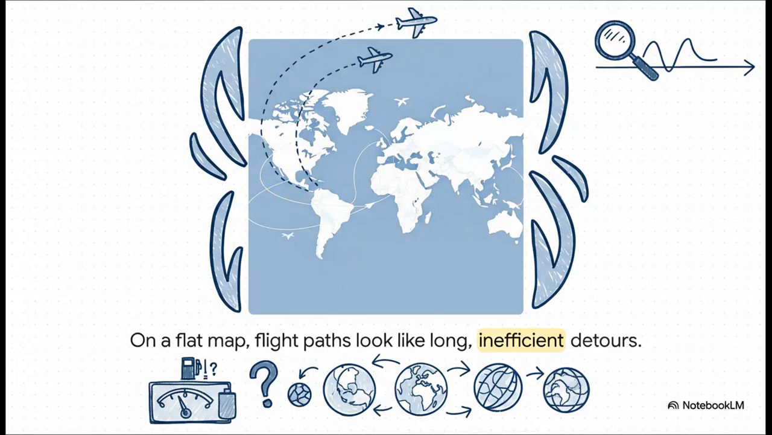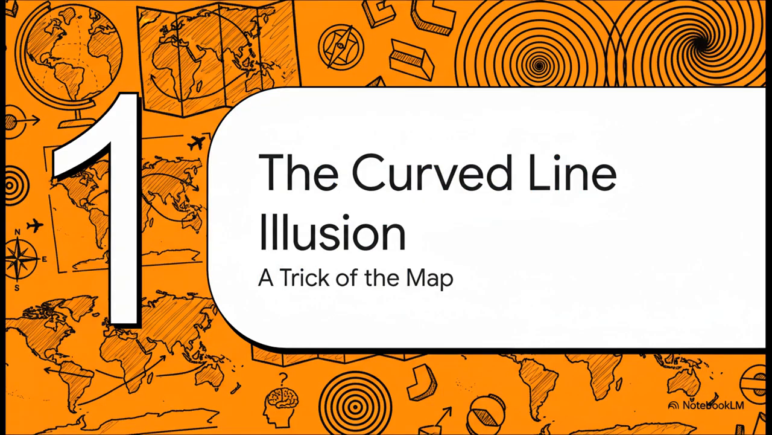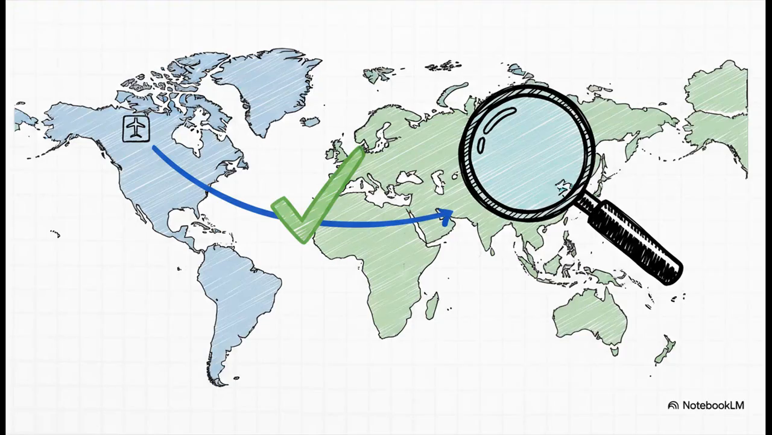And this right here is the image that trips everyone up. You look at a flat map, and that flight path looks like this massive, wasteful arc. It seems like it's adding hours and burning tons of extra fuel. But here's the secret. What if the problem isn't the path at all? What we're actually dealing with is an illusion, a really convincing one, created by the very maps we trust to show us the world. See, the plane is flying the most direct route it possibly can.